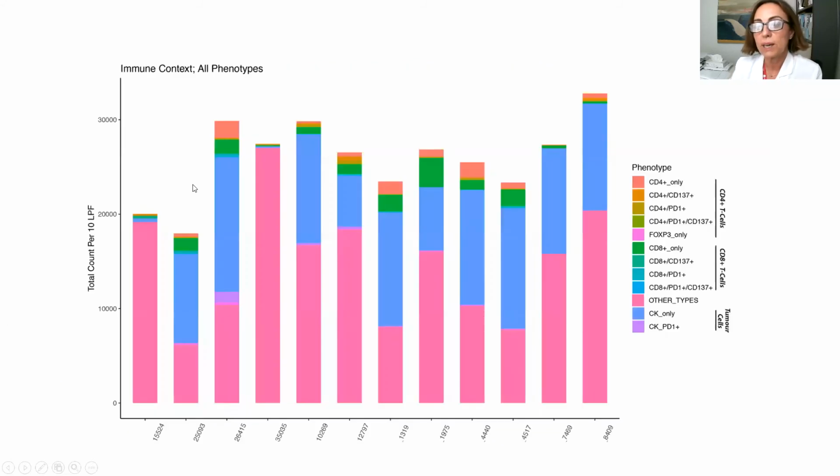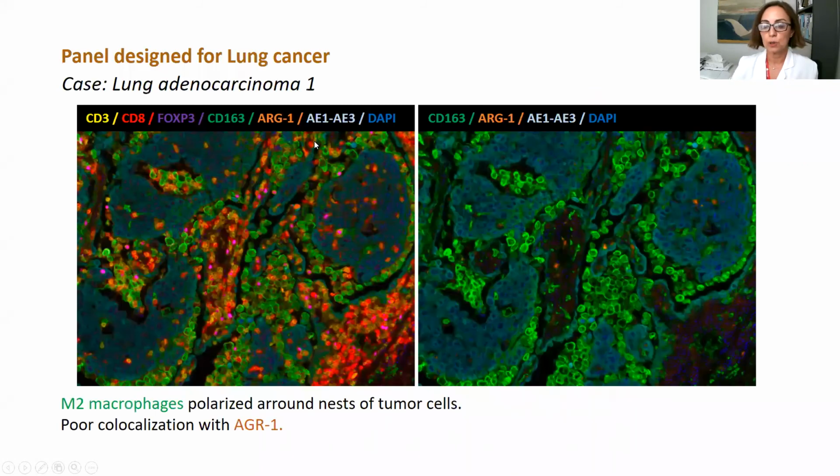And this is also a quantitative analysis, and every bar corresponds to a different tumor, and we can see the proportion of different cells in each tumor. And in our department, we designed a very small panel with at least 5 antibodies, because this is keratin and this is DAPI, for non-small cell lung cancer. This is a very preliminary study, and this is a resection specimen.